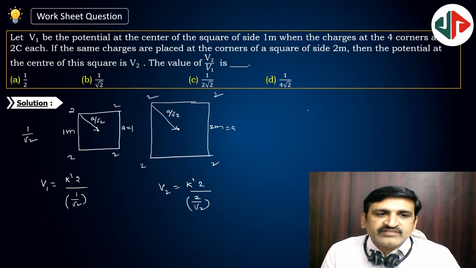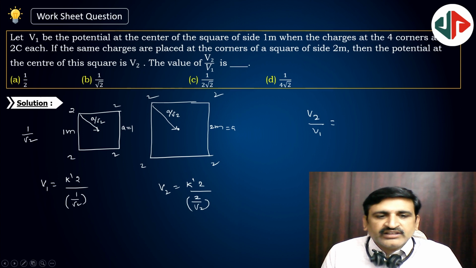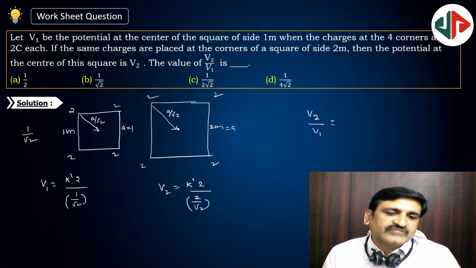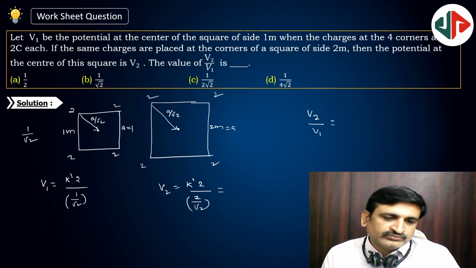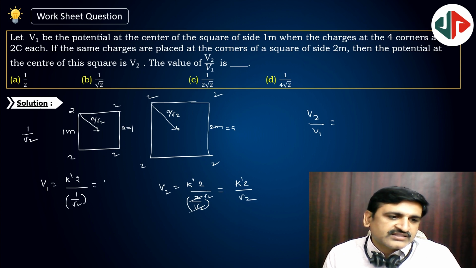And he is asking V2 by V1. V2 by V1 is equal to K dash 2 will go, and root 2 will go, root 2 times. So this is K dash 2 by root 2, and this is K dash 2 root 2. Yeah, V2.